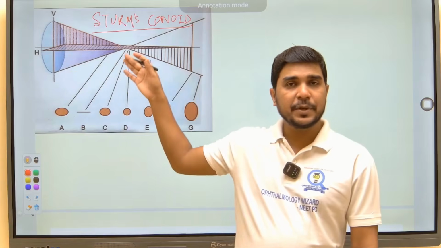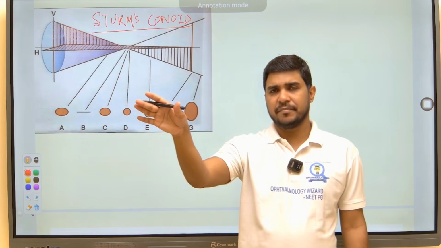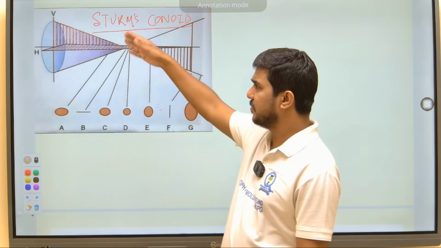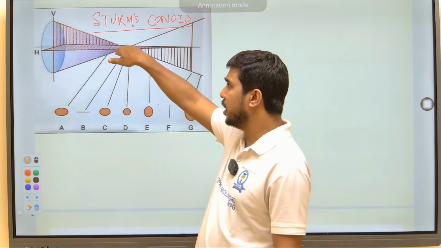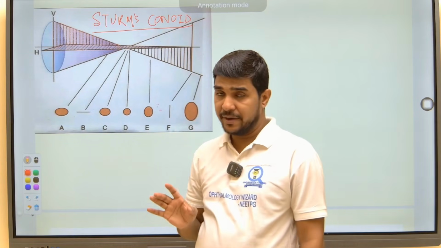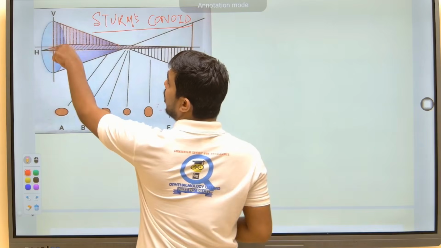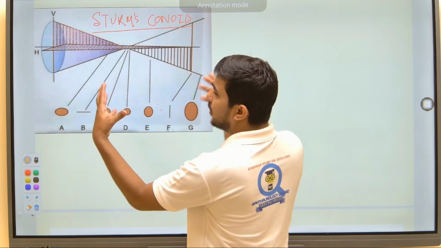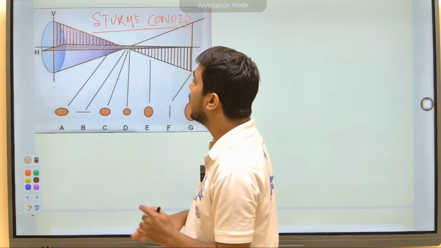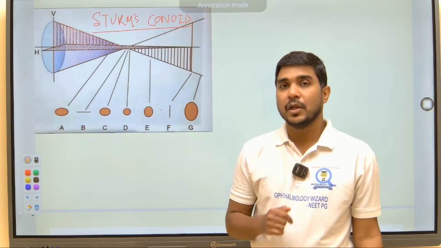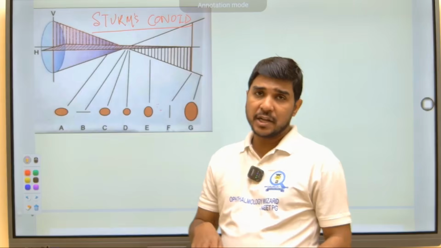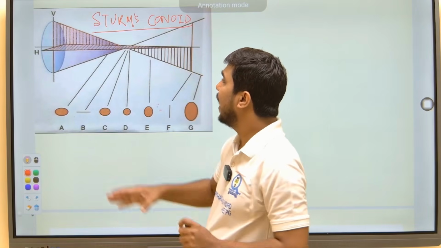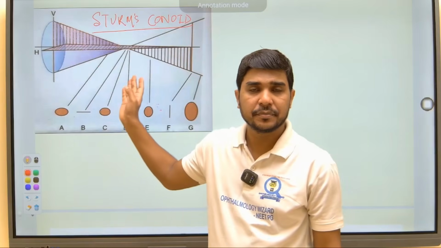Whatever the ray diagram is, this is a hypothetical ray diagram. The vertical and horizontal ray diagrams have been added. You see, they are not equal. Vertical is more, and horizontal is very much smaller. So they are not equal. Since both the meridians are not equal, the rays coming here at every point are not equal.